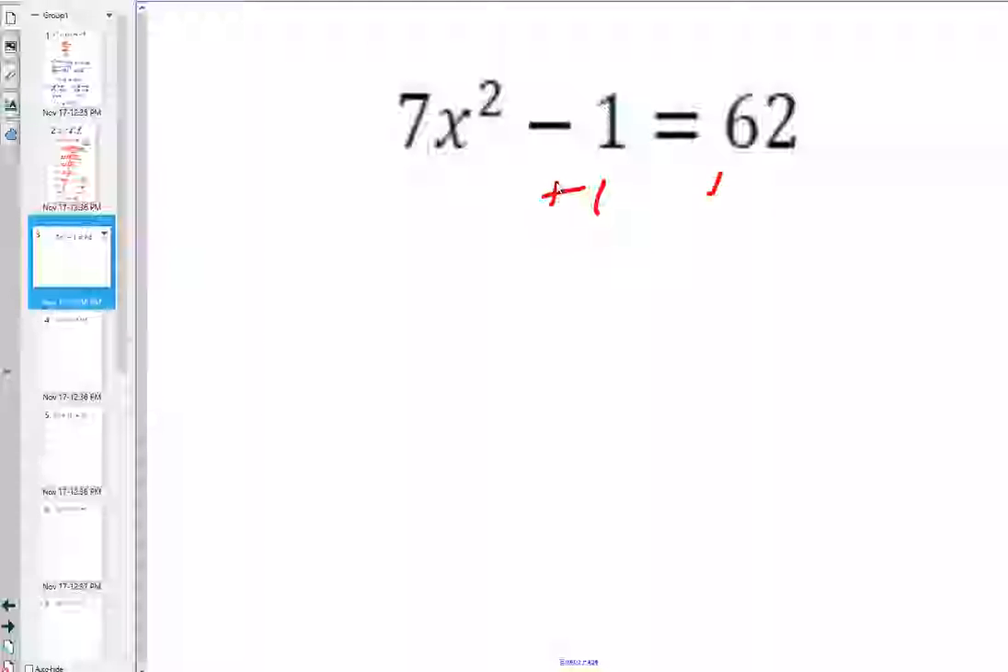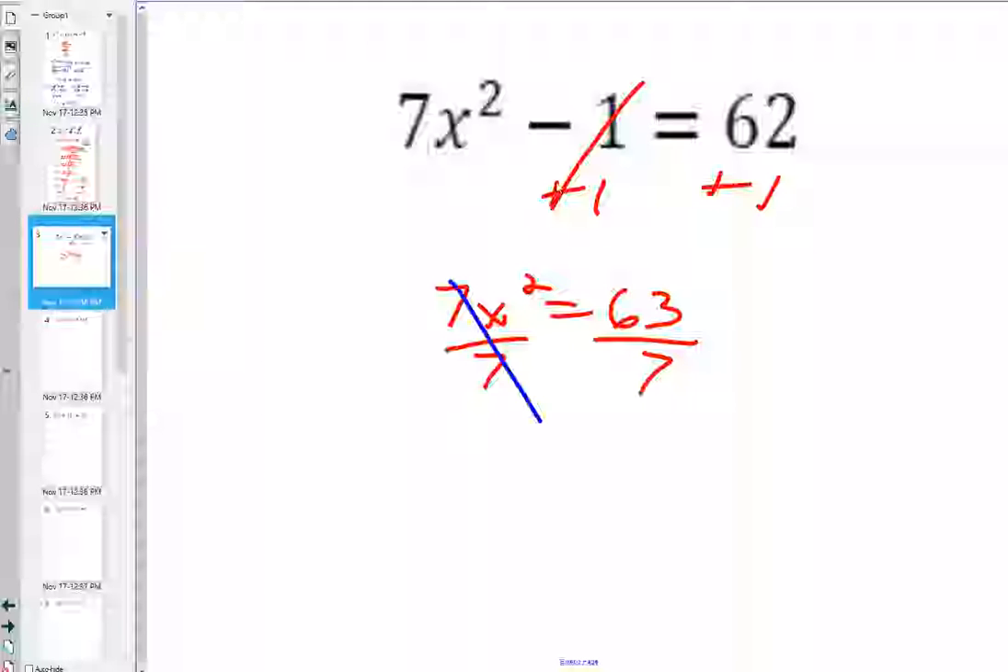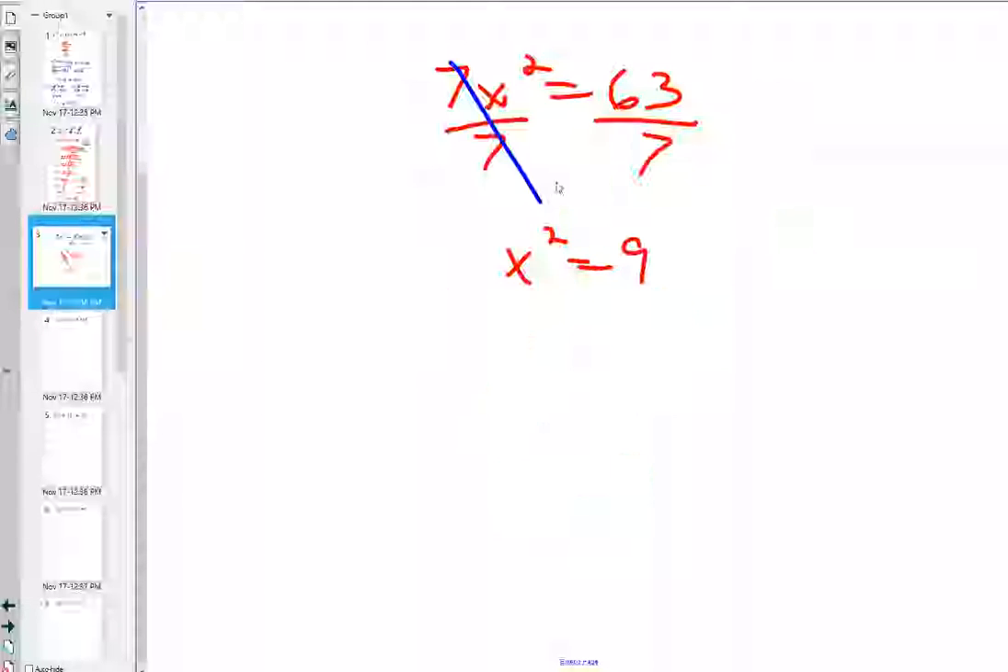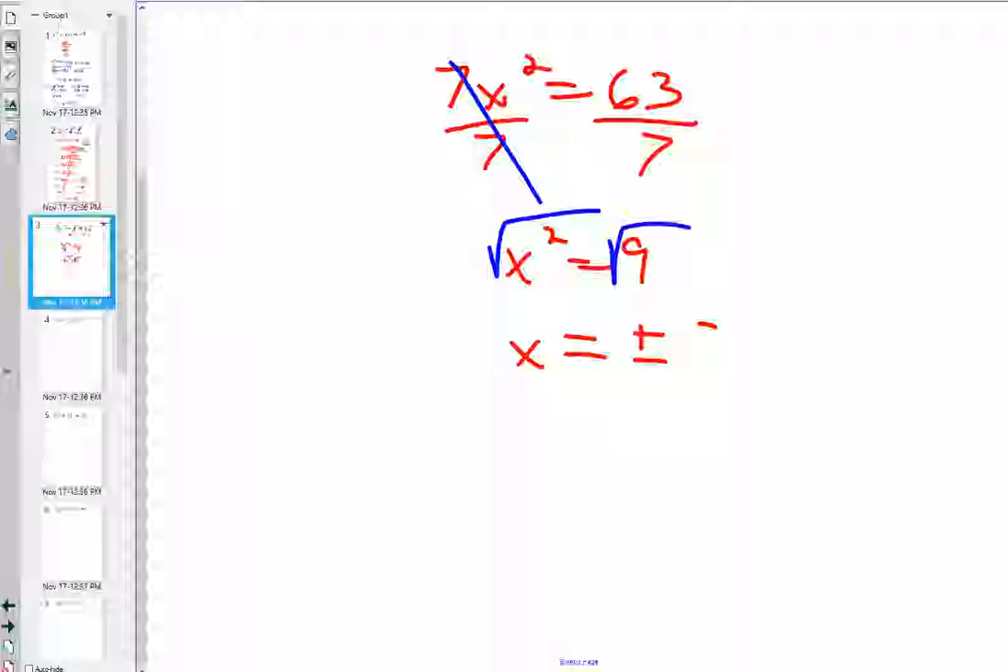We can just go plus 1 plus 1. So 7x squared is equal to 63. Divide by 7. So x squared is equal to 9. Once you take the square root, what's the square root of 9? Plus or minus 3. When you take a square root in an equation, you need the plus or minus. So x can be positive 3 or negative 3.